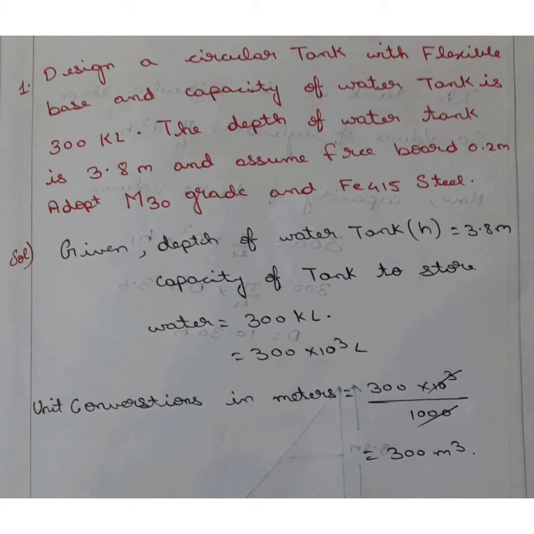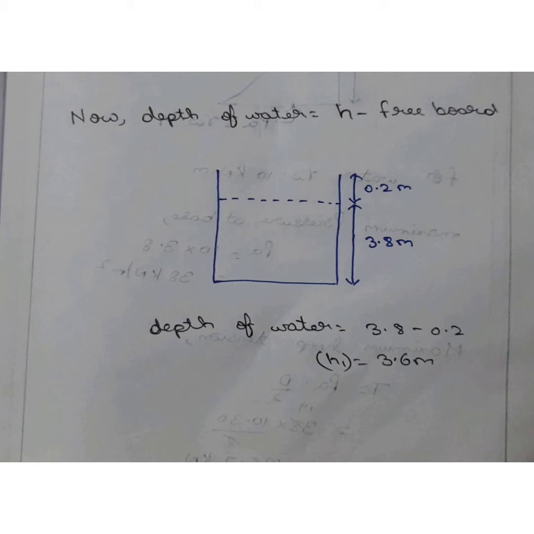Now we start the solution. Given: depth of water tank equals 3.8 meters, water tank capacity equals 300 kiloliters. By unit conversion, capacity of water tank equals 300 meters cube. Now, depth of water equals depth of tank minus freeboard, equals 3.8 meters minus 0.2 meter, then depth of water equals 3.6 meters.